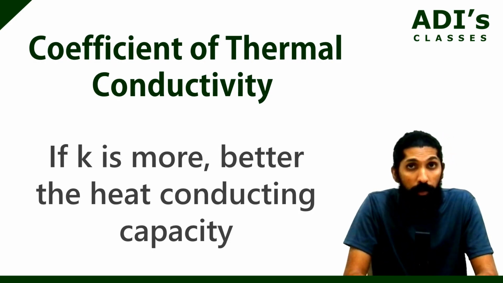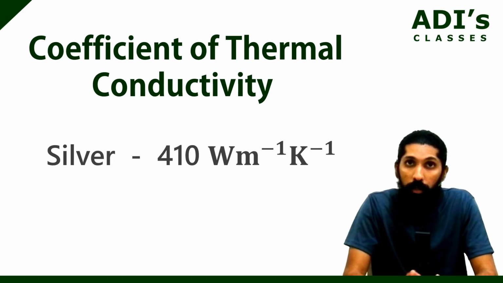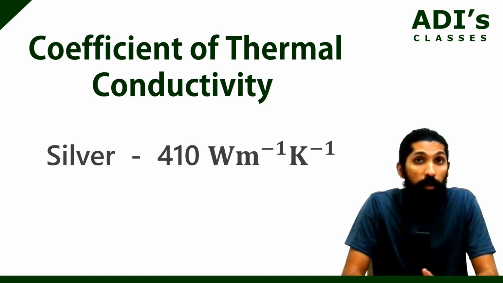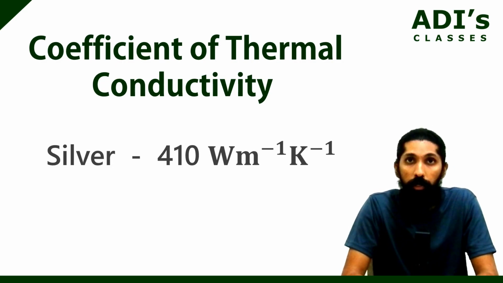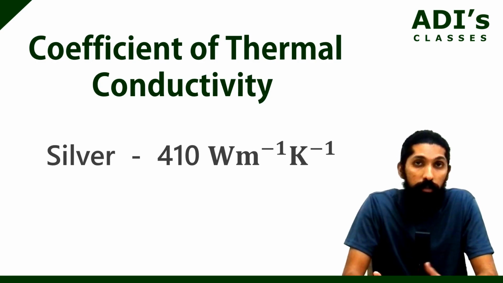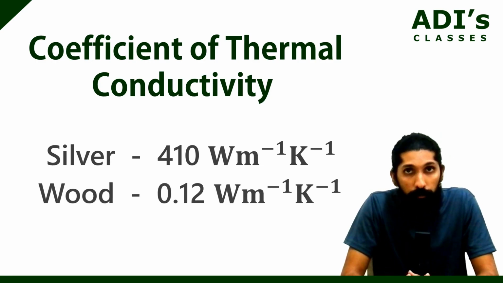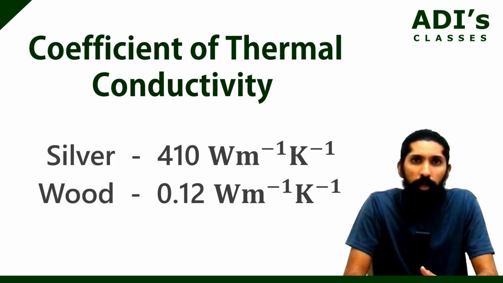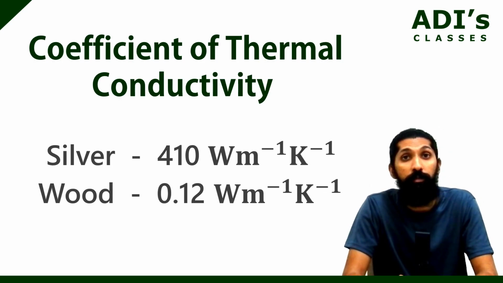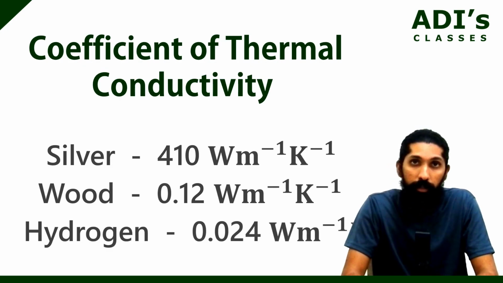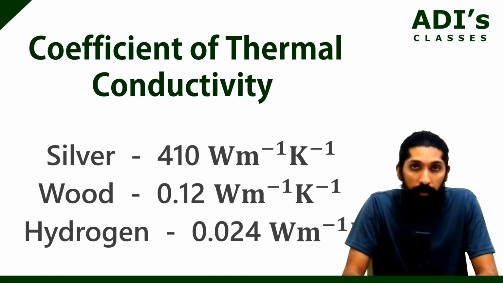That's why silver has very good thermal conductivity, somewhere close to 410. Wood, on the other hand, is an insulator, right? Wood has a very low value, like 0.12 or something like this. Gases have the least thermal conductivity. Like hydrogen has 0.024, which is a very, very bad conductor.